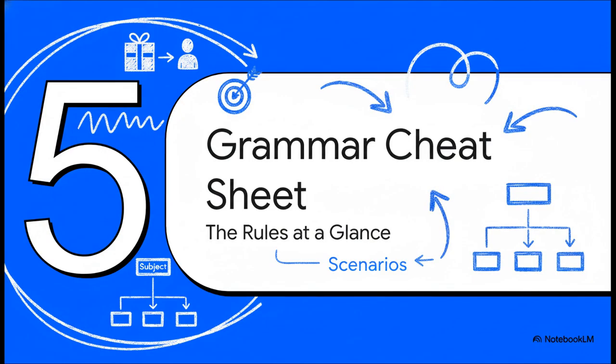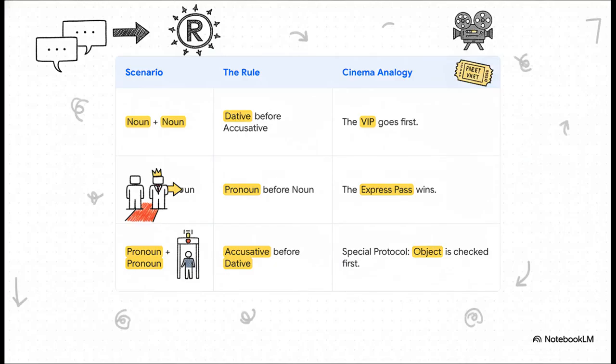So how in the world are you supposed to remember all of this? We've gone through 3 different scenarios, so let's put it all together in one simple cheat sheet. Okay, this slide right here, this is your golden ticket. It's everything you need. Two nouns, dative comes first. Why? The recipient's a VIP.